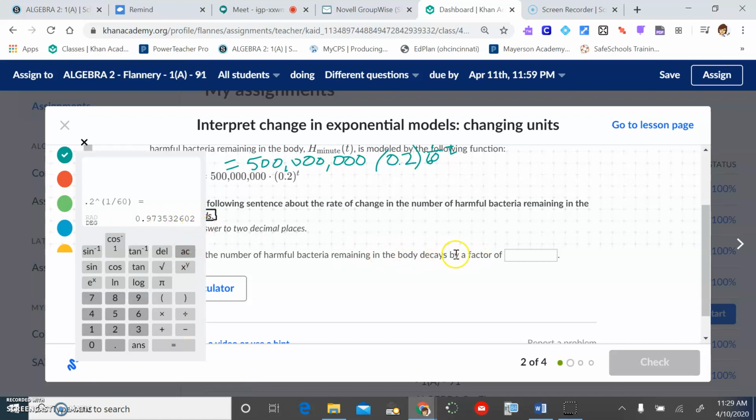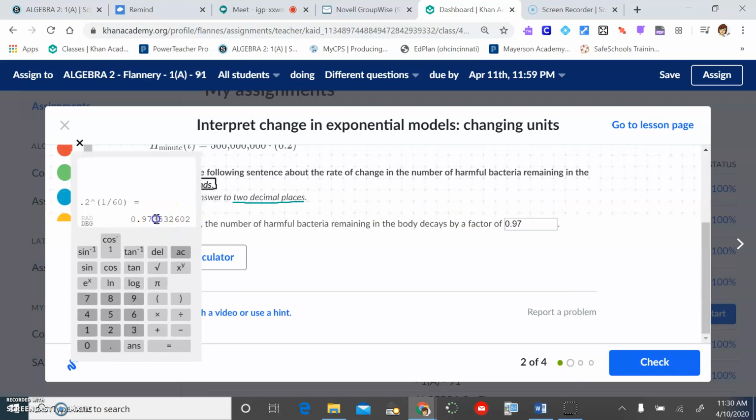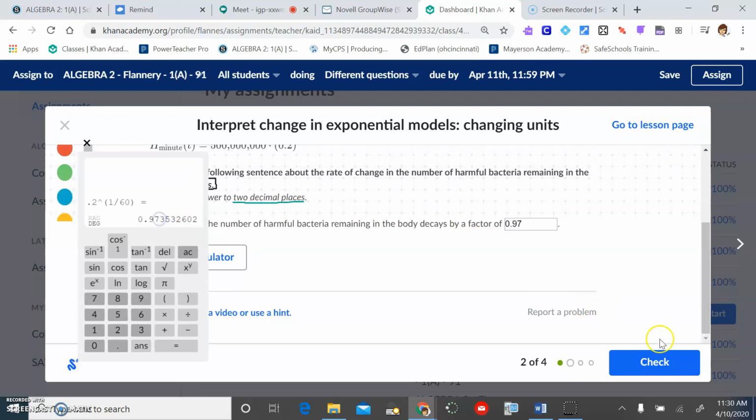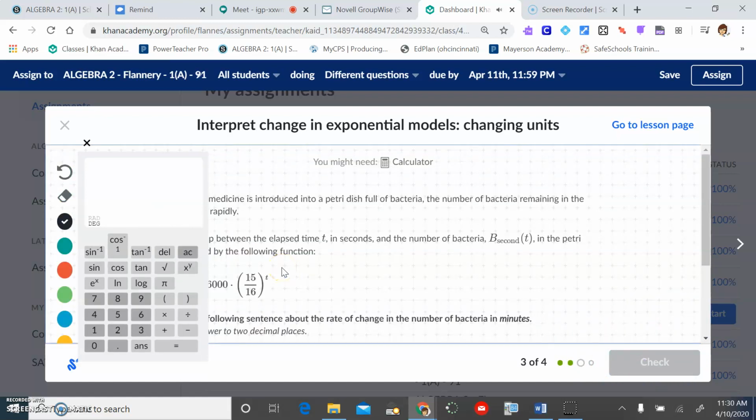The decay, it decays by a factor of, all right, there we go. And they want us to round it to 2 decimal places this time. So I need a 0 point and then 2 numbers. 9, 7 is what I think it is, and let's double check. Yep, the next number, 3, would tell us to keep that 7 right where it was. And we're good. All right, let's do it again.